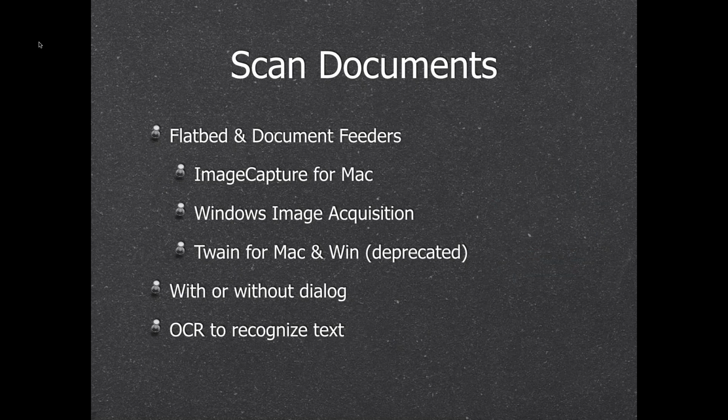Then we can scan documents with a flatbed or document feeder. So we have the APIs for Mac with Image Capture, we have Windows Image Acquisition, and we have the old TWAIN interface still around if you have an older scanner. We can scan with and without a dialog. So you can completely automate it, put a stack of papers on a document feeder, walk away, and later find records in a database with all the scanned pages. You can, of course, create a PDF from all the documents. With OCR, you can get the text from the page, and then you can even create a PDF document with the text inside, so it's a searchable PDF.